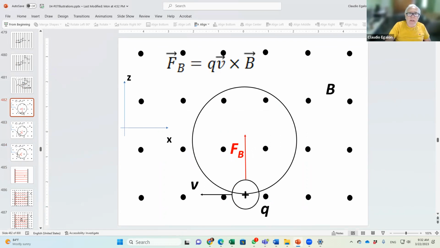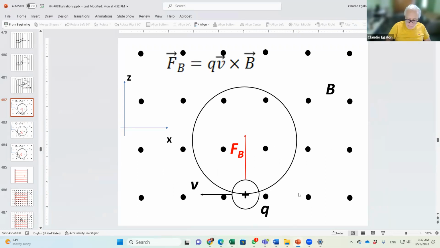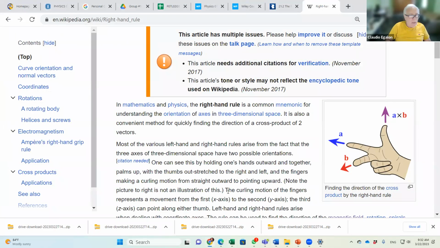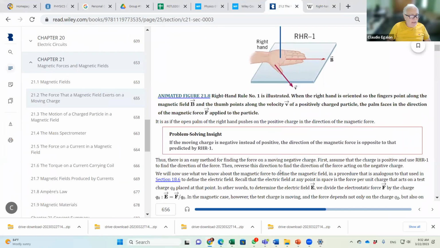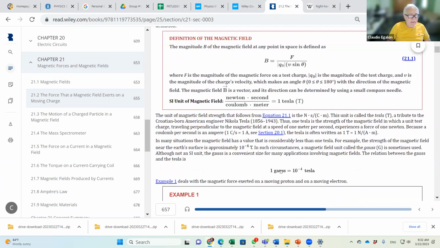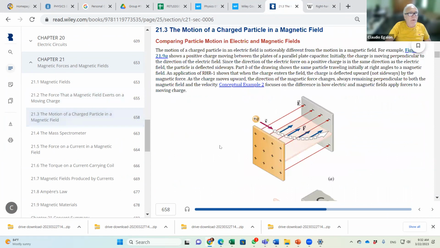And what if we have a component? Unfortunately, I do not have an illustration for this one. Maybe your book has. Let me take a look. Not this one. What if the velocity has a component that's parallel to the magnetic field? What's going to be the motion of the charged particles? Motion of charged particles in a magnetic field. All right, here you go.